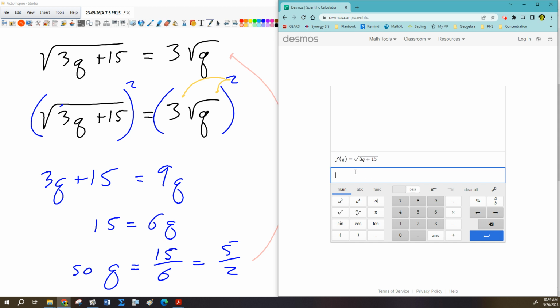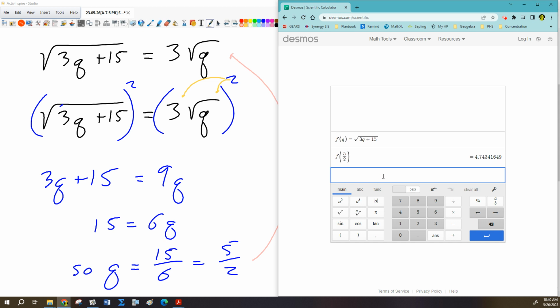And then what do I do with that f of q? I say f of 5/2, right? Because what am I trying to do? I'm trying to plug 5/2 in for q. So f of 5/2 gives me that crazy decimal, okay? Now notice I don't have the option of turning that into a fraction because it's irrational. It's a square root, so that's not surprising.